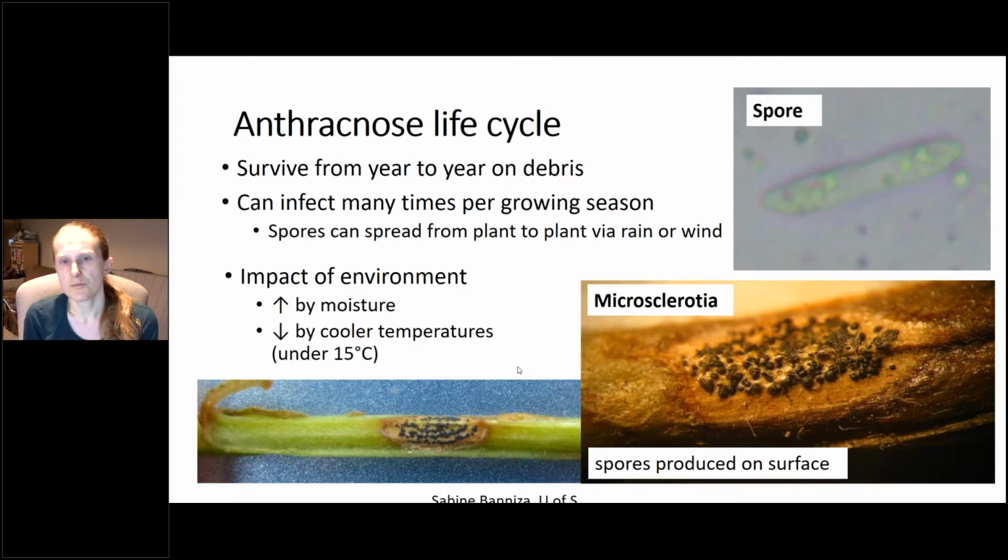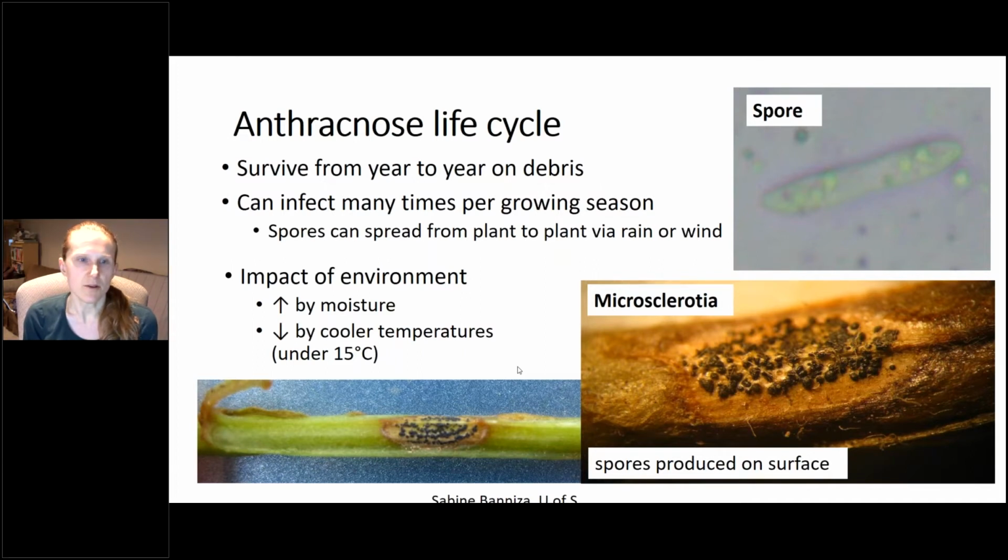It's also important in the context of fungicide insensitivity, which I'll get to later, in that the fungus can adapt to a fungicide. Being able to reproduce multiple times in a season makes it easier for fungicide insensitivity to develop.